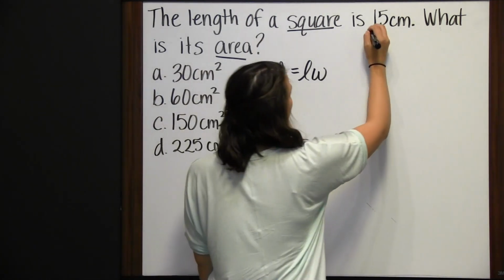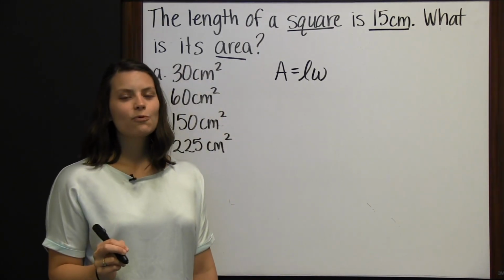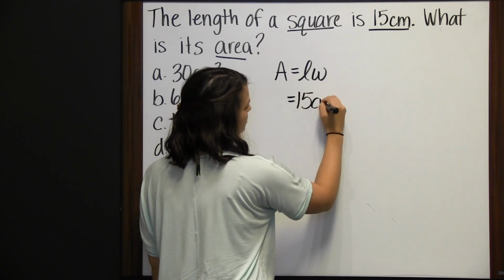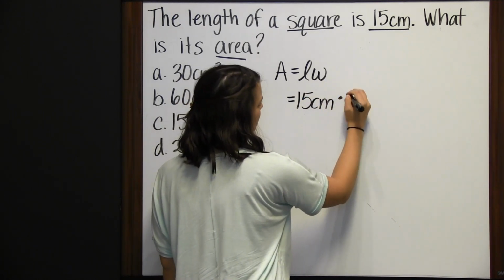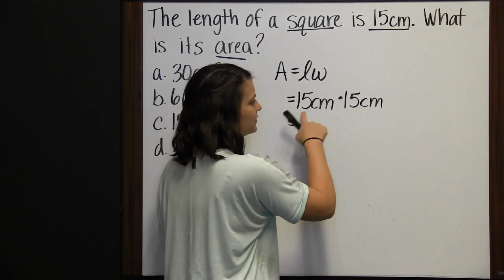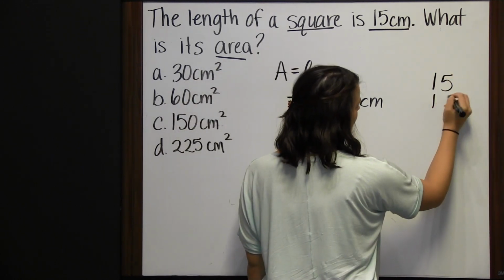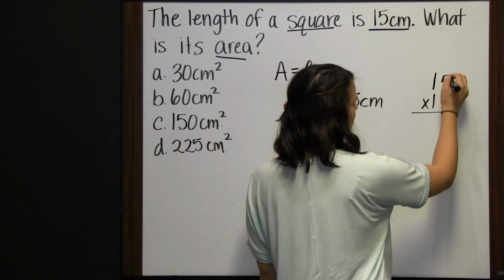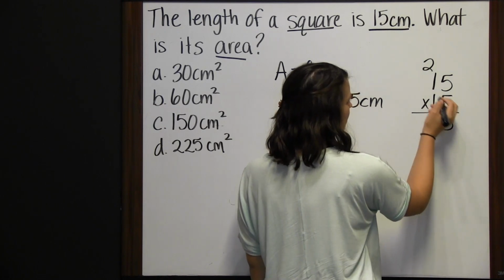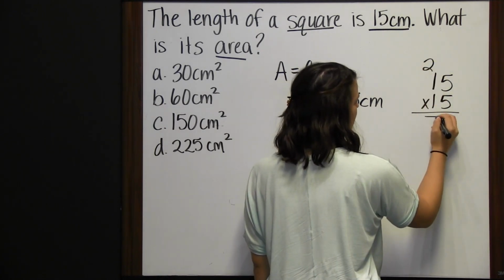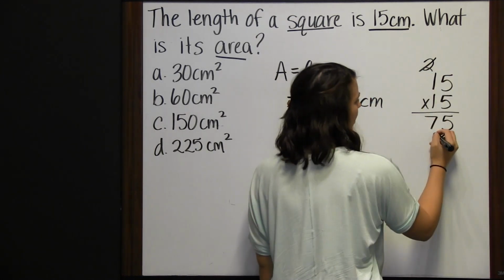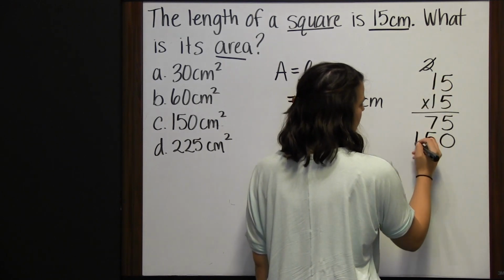So if we're told that the length is 15 centimeters, then that means the width is 15 centimeters as well. So we substitute 15 centimeters for the length and 15 centimeters for the width. So 15 times 15, we can multiply that out over here. 5 times 5 is 25. Write the 5, carry the 2. 5 times 1 is 5, plus 2 is 7. Put your 0 placeholder. 1 times 5 is 5, and 1 times 1 is 1.